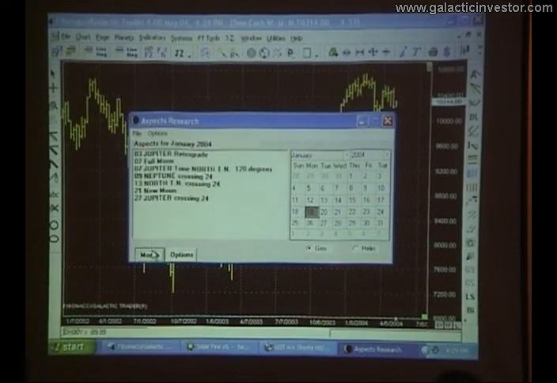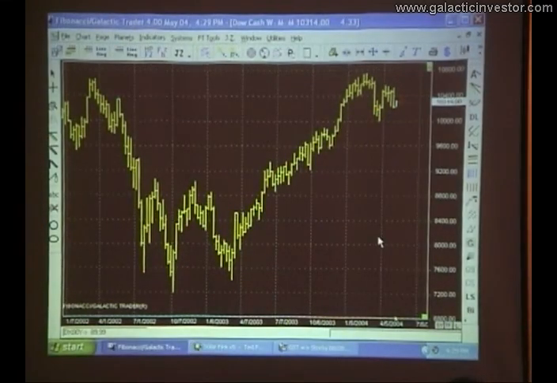And then you click on the month, and it will tell you what's going on each month with the outer planets, if they're going direct or retrograde, if there's an eclipse, if they're crossing the 24 line. And then there's an option under File where you can print the whole year. That's what I did on pages 13 through 15. I got the whole year of planetary events with the outer planets. And this works very well on weekly and monthly charts.